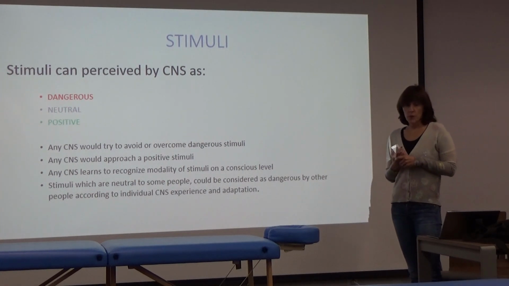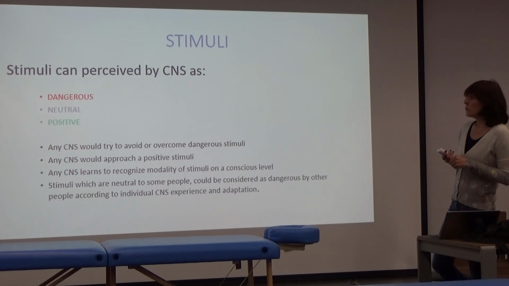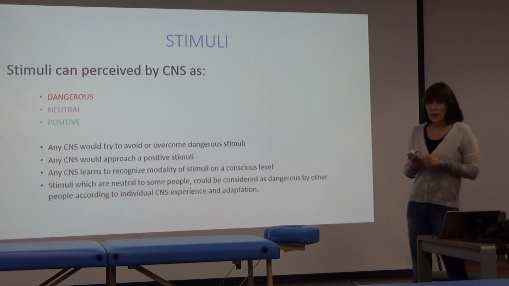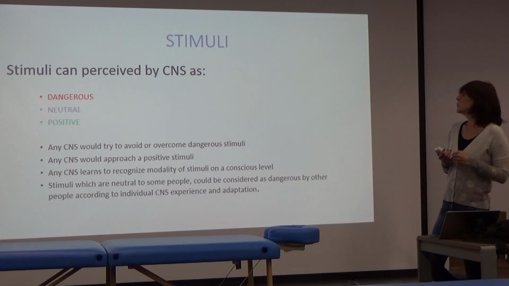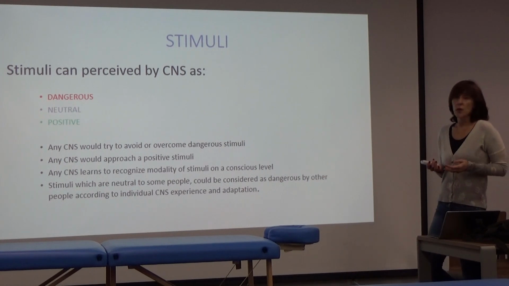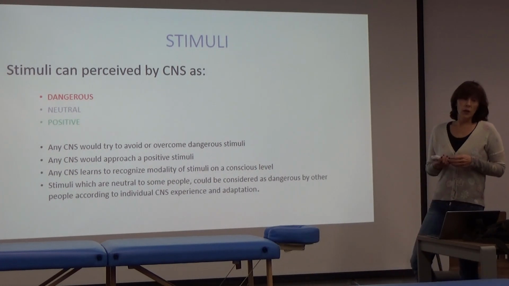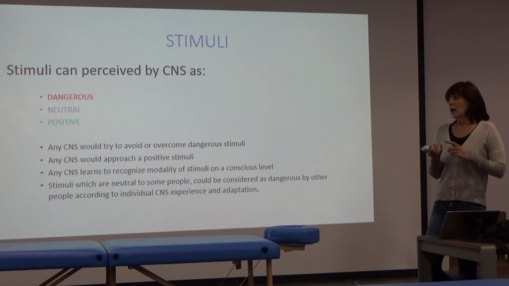Any nervous system will perceive a stimulus as either dangerous, neutral, or positive. And the normal behavior of any central nervous system is to avoid or overcome dangerous stimuli or approach positive stimuli. And it works with us every day. If somebody is nice to us, we approach, we like him, or we make friends, and so on. If somebody gives us bad stimulation, lies to us, does something really nasty to us, says something really bad, then we withdraw. So we try to avoid contact with any negative stimuli.